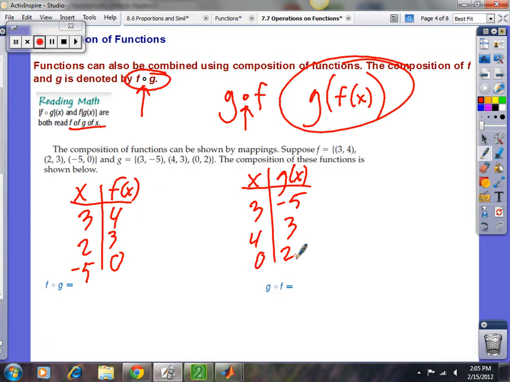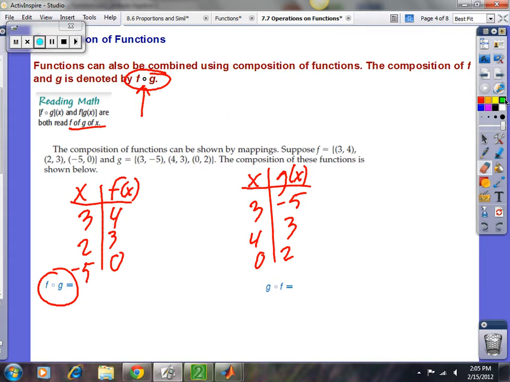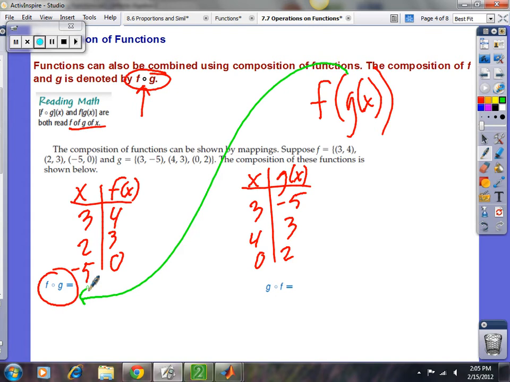Here we go. Let's do f compose g. Let me erase. Change colors. I like this a lot better. f of g of x. That is f compose g. So here's where we go. You're going to start with g of x, and you're going to take g of x and substitute it into f of x. So let's start with g of x. Here's g of x right here.